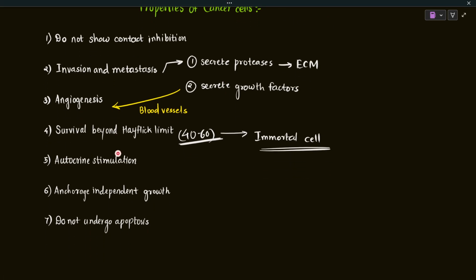Again, they exhibit autocrine stimulation. What happens is that when normal cells grow, they need certain growth factors for proliferation. In normal human tissues, the growth factors are generally produced at some distant site, and then they are carried through the bloodstream and diffuse to the target cell, so the signal is received in the X location and it is produced from the Y location. But this doesn't happen in the tumor cell.